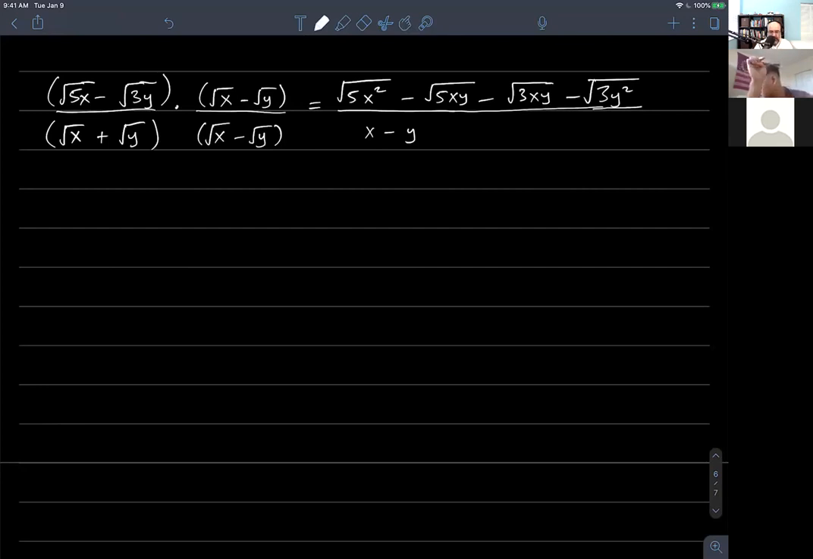Whoa. Let's not crown winners yet. Right. What happens next? So what I did is I took the individual problems and tried to get the square root out. So, okay. x out of the 5x squared, so it's x square root of 5, minus, and then that stays square root of 5xy, minus, that stays the same, square root of 3xy, and then minus y square root of 3.